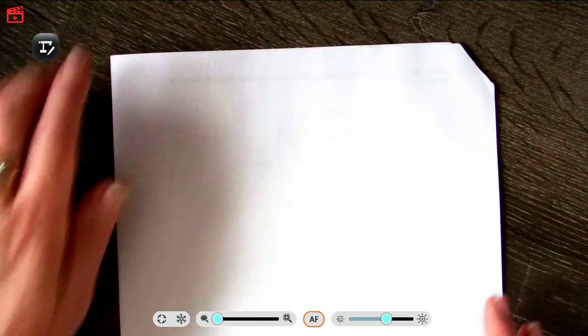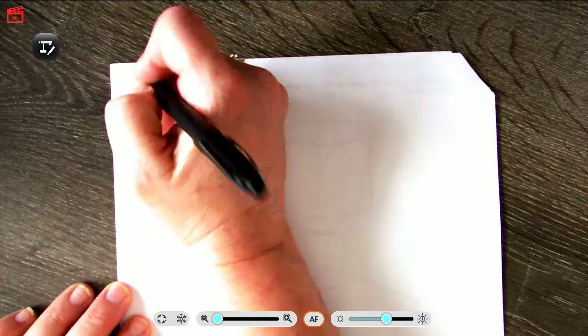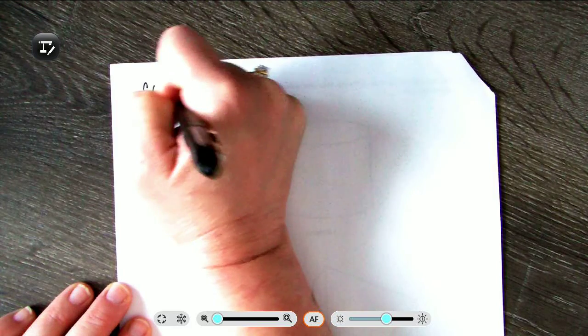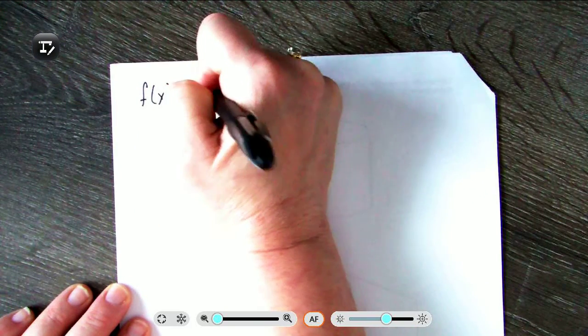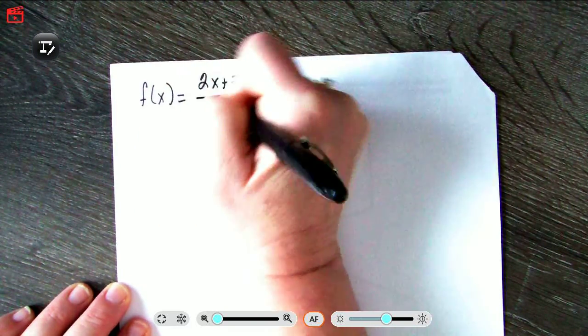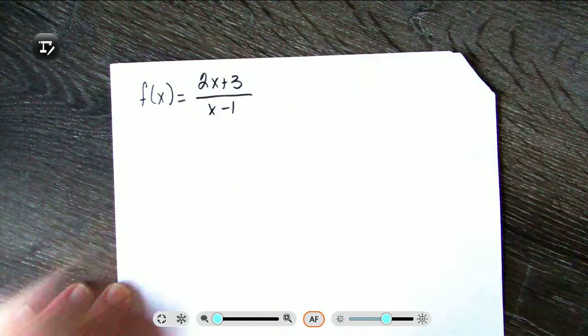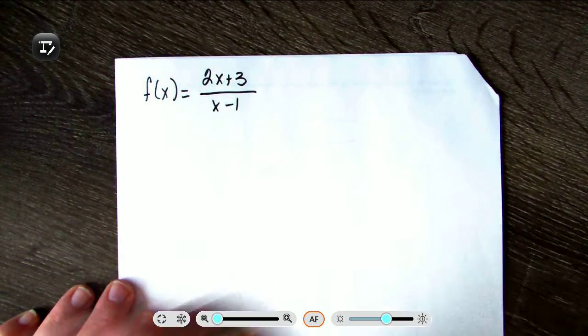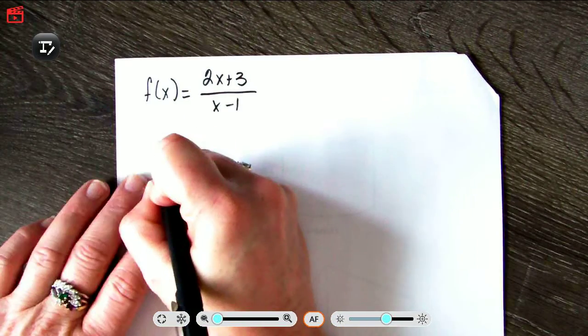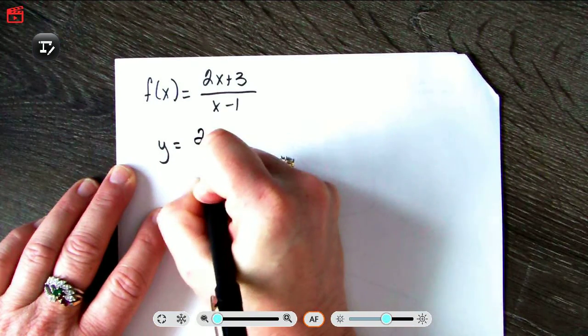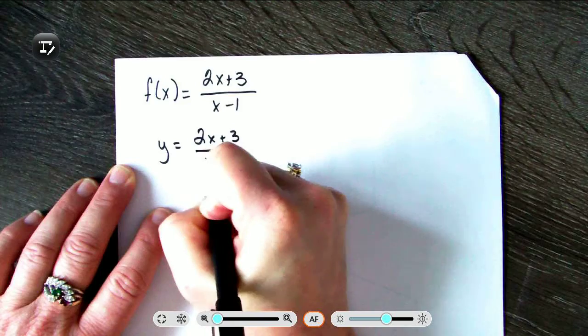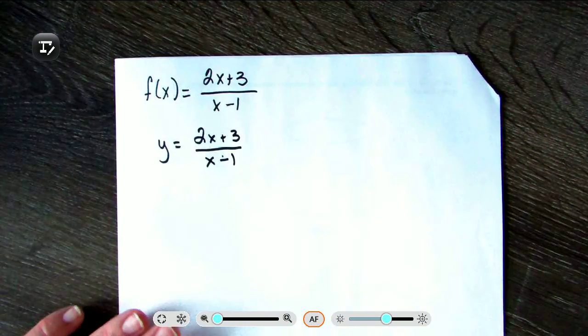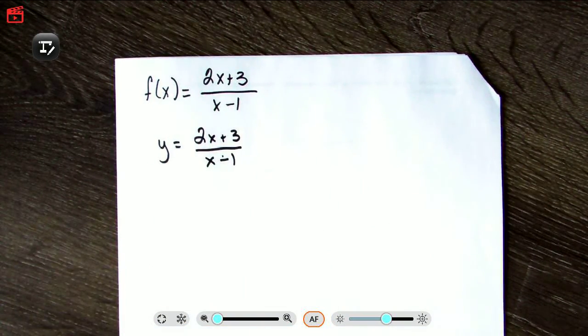Okay, let's do one more before I change gears. And let's look at this one. F of x equals 2x plus 3 all over x minus 1. And here we're going to again start with y equals 2x plus 3 over x minus 1. I almost changed the problem to put a plus in there. Switch my x and y's around.